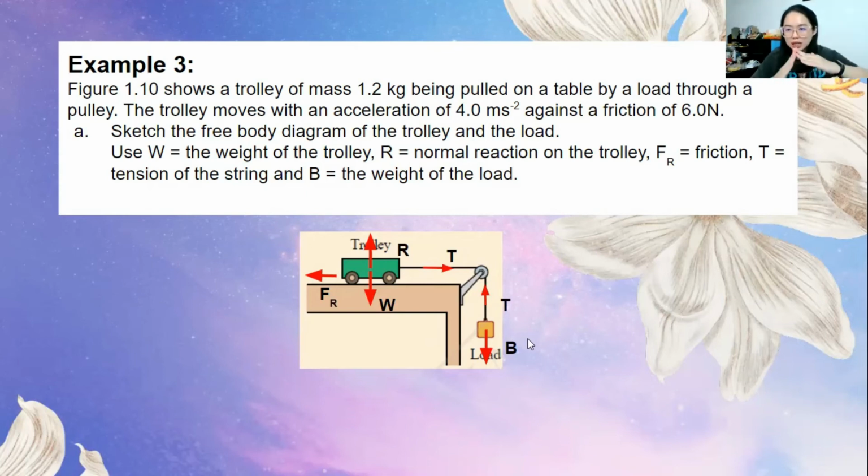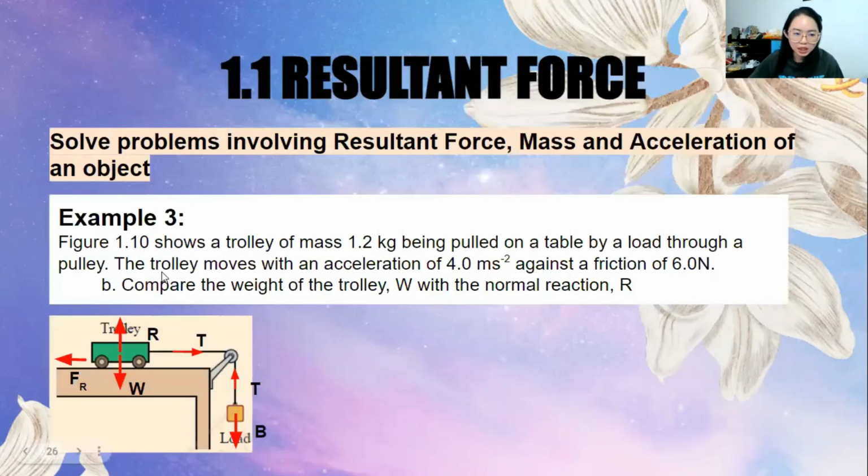Now, you have to break it into 2 dimensions when you answer this question. I'm going to explain. First thing, compare the weight of the trolley W and the normal reaction. Now let us just compare R and W. What do you think? This is on a plane, and the object is only moving to the left and to the right. It's not going up and down. So that's why your R and W are the same. So when you see the word compare, if you answer in this way, it is correct. Don't worry. That's why I said in physics you don't need to write a very long statement. As long as the mathematical statement represents what you want to answer, then it's correct.